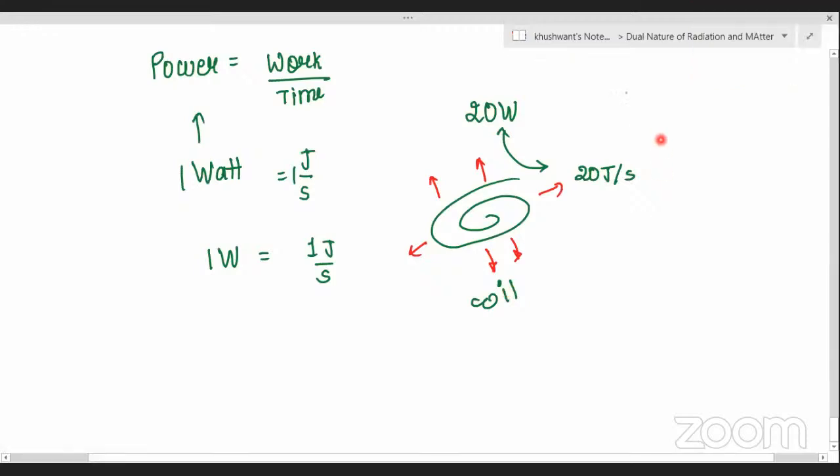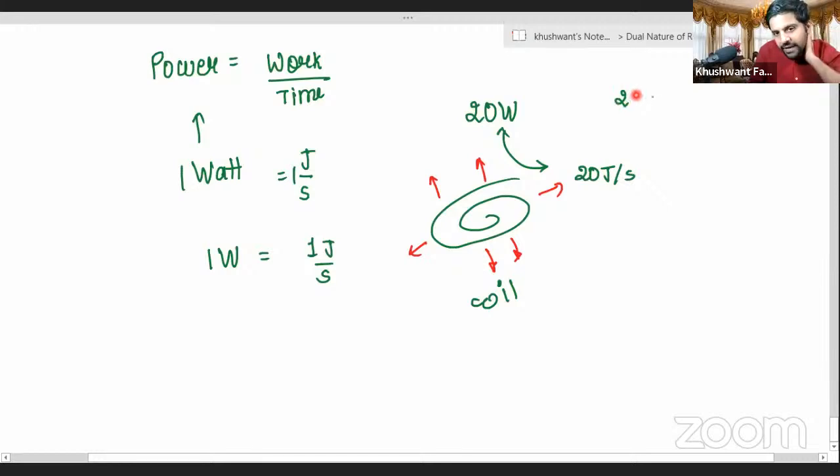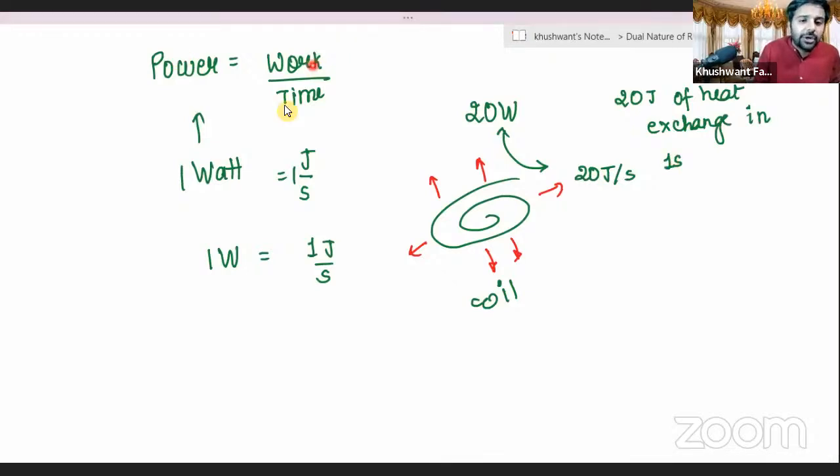Okay, write it down everybody. So when I say 20 watt, it means 20 joules of heat exchange is taking place per second. In 1 second, 20 joules of heat exchange between that coil and the surrounding is taking place. This is the meaning of 20 watt or 20 watts. Take a screenshot or write this down.